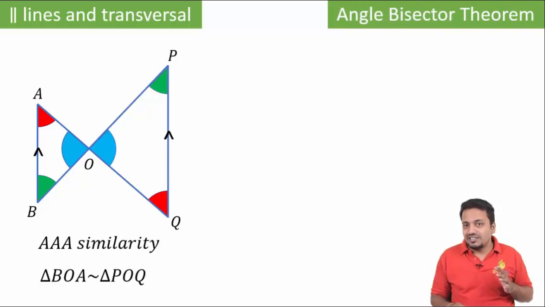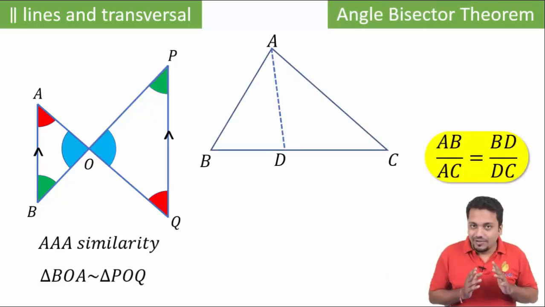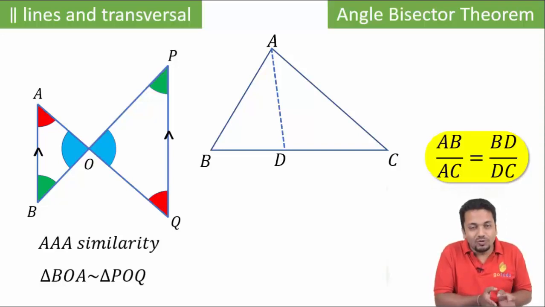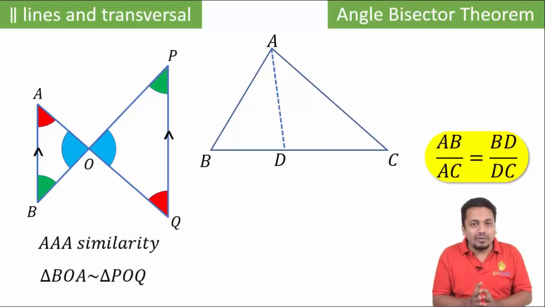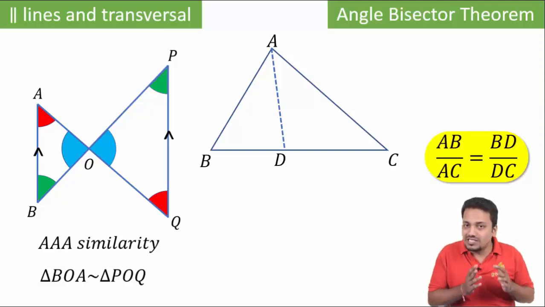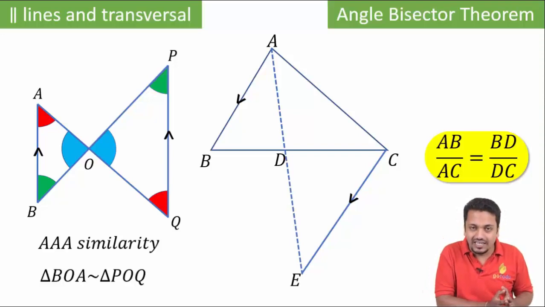Remember the angle bisector theorem? This one. We proved this earlier using the sine rule. Now the same can be proved using similarity. But we don't see any similar triangles here. So as usual, we'll create them by constructing a parallel line. Draw a line from C parallel to AB, which meets AD extended at E.